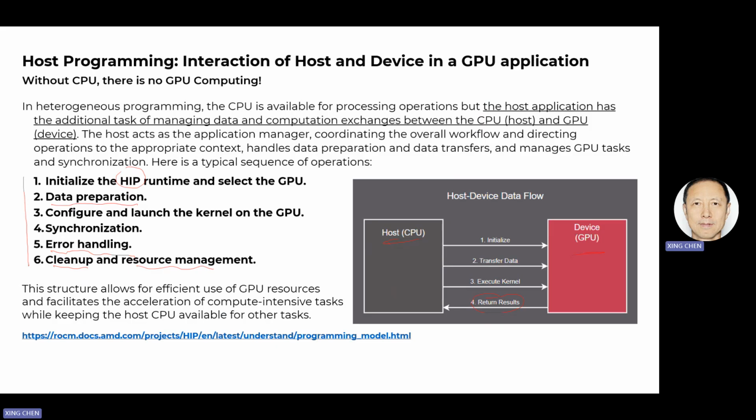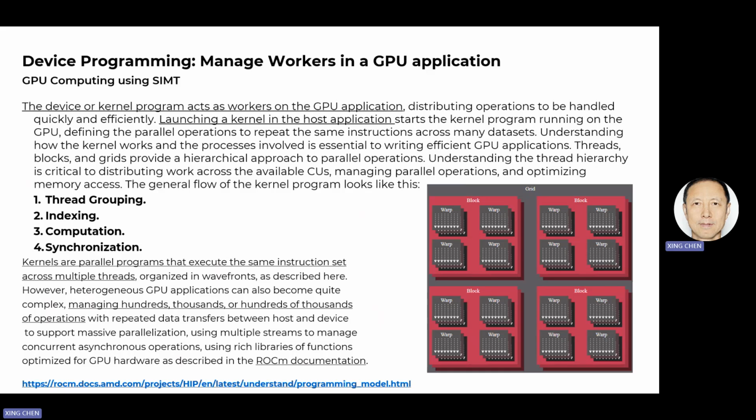So if you have a piece of GPU computing code, the CPU part, the host part of the code, needs to do all these tasks. And then what are the tasks for the GPUs to do? Okay, the GPUs need to do thread grouping. They need to do thread indexing. They need to do computation. Now, that's for sure, because that's the purpose. That's what we want the GPU to do. And the GPU needs to synchronize its threads.